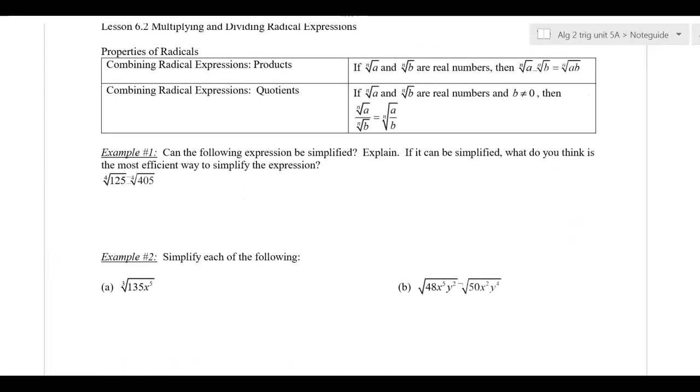So you can see here that multiplying the radicals together is the same as if they were under one radical being multiplied together, and dividing them is the same as if they were under one radical being divided.